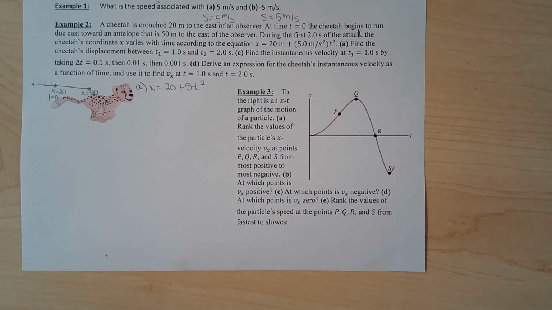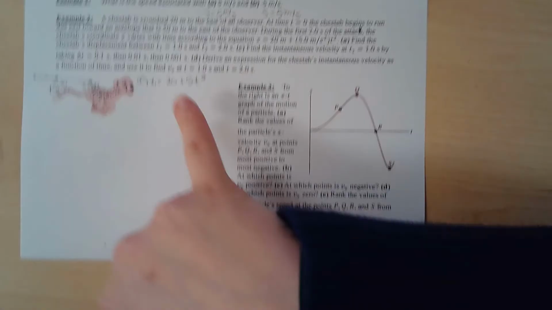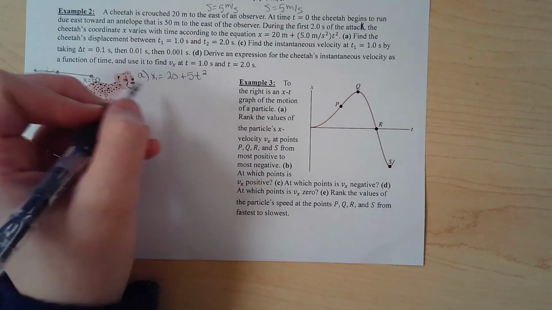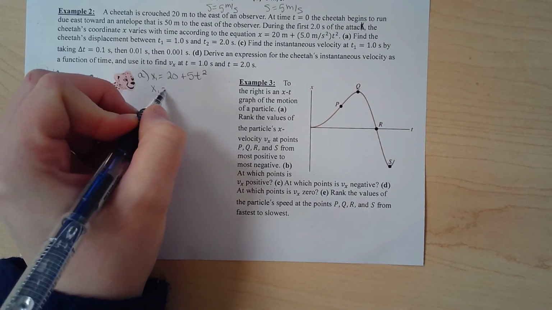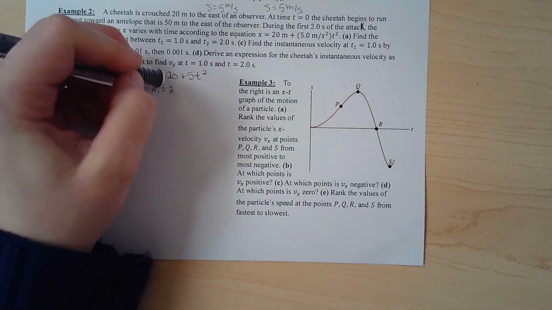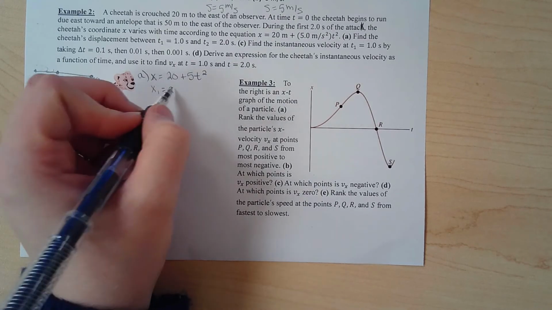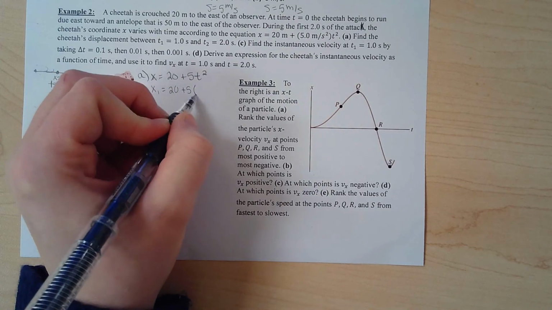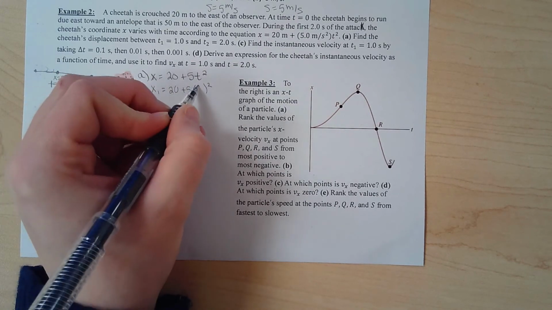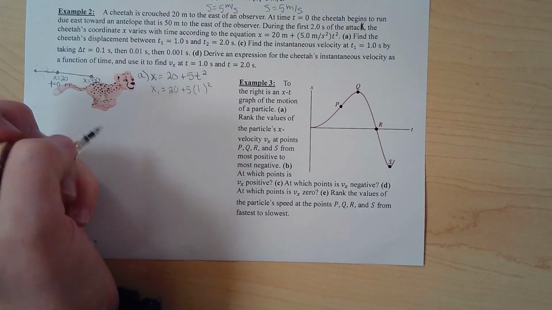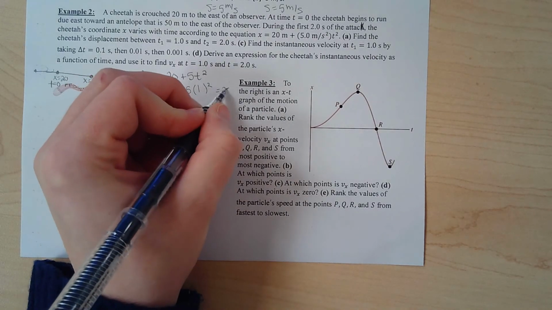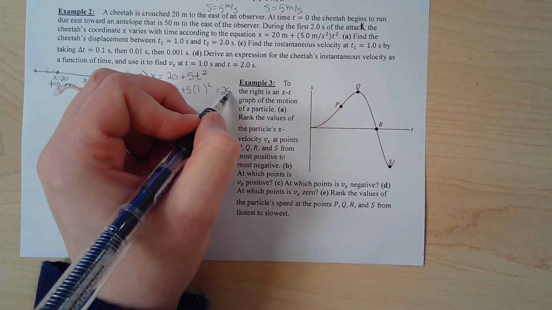So they want us to ask, well, where is he now at 1 second? So we're just going to do x of 1 equals 20. In fact, this one, don't write x1, just write x, because this is our general equation. So x sub 1 is going to equal 20 plus 5 times our 1 second squared, which is going to be 20 plus 5, which is 25. And this is our position, so it's in meters.